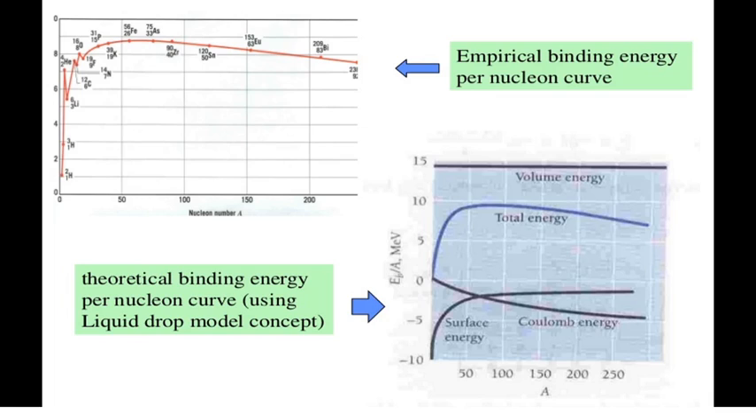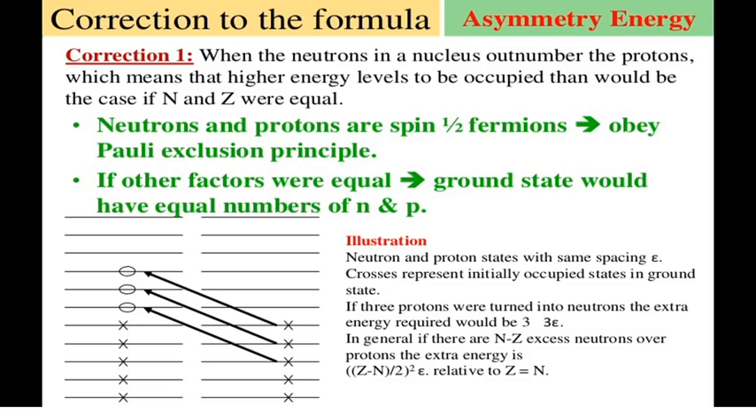But this is not complete, because even though we had considered surface energy, volume energy and Coulomb energy, some corrections have to be made after this, and those corrections are done by including asymmetry energy and pairing energy. So the corrections to the formula have been done, and first we consider the asymmetry energy.